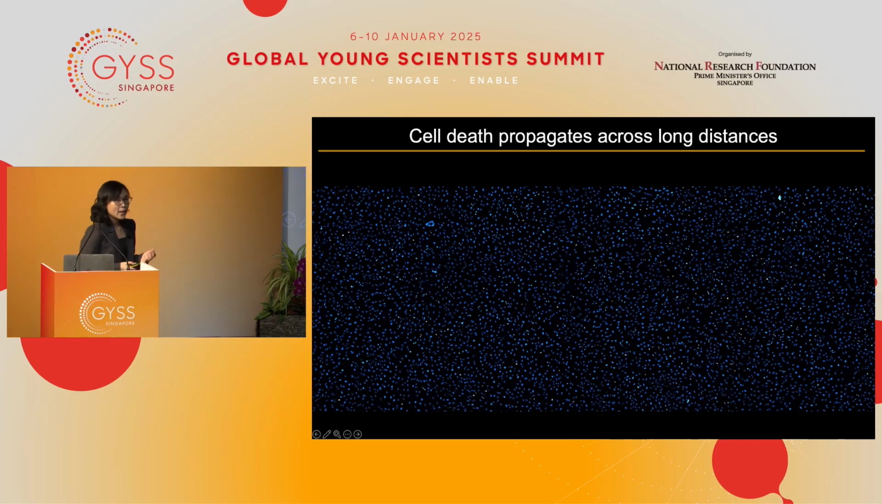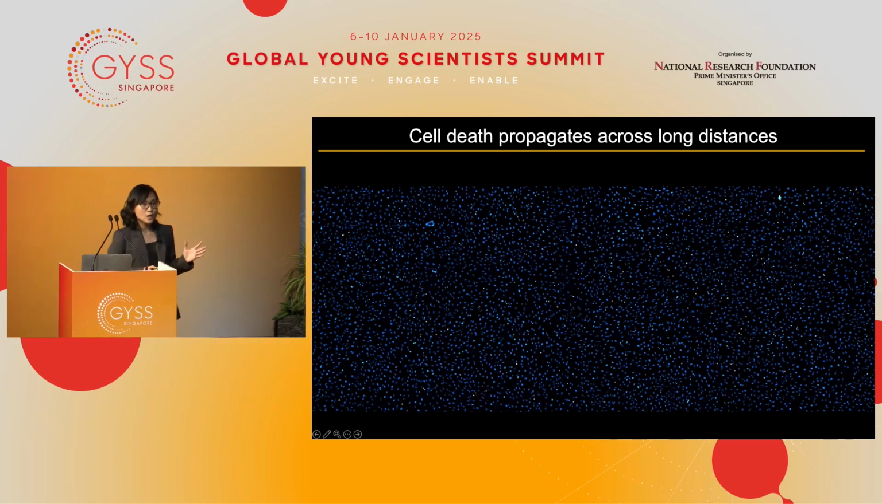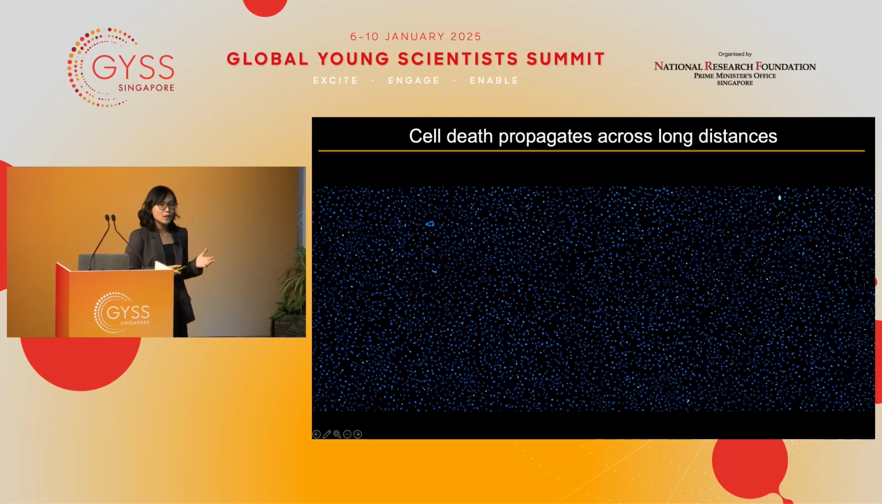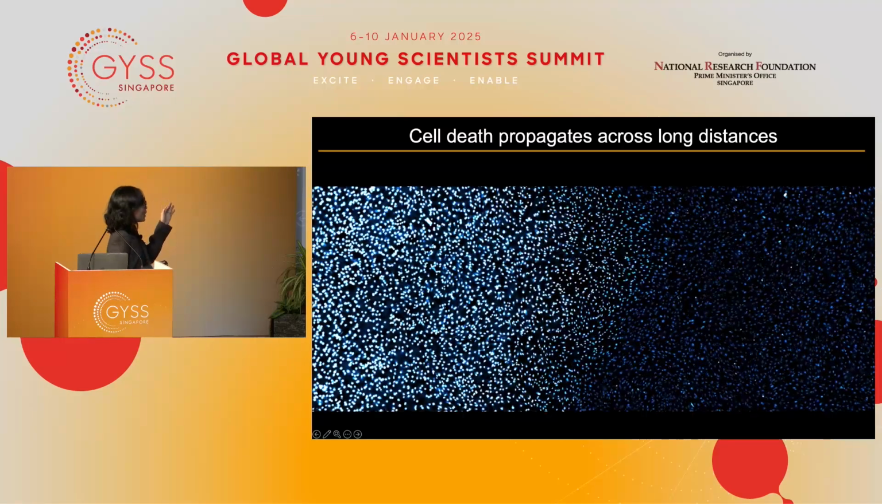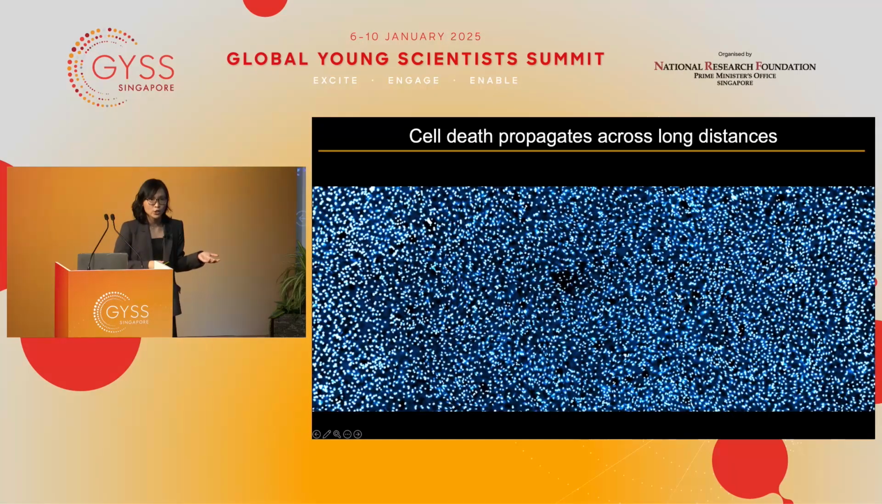Here I perform time-lapse imaging on a monolayer of cells. Here each blue dot represents a single cell, and when a cell dies, the blue dot will light up to become white. So let's focus on this region where you will see cell death initiate and propagate across the entire cell population. We next ask, what can be the signaling molecule or the message that cells pass on to their neighbors, making cell death so contagious?